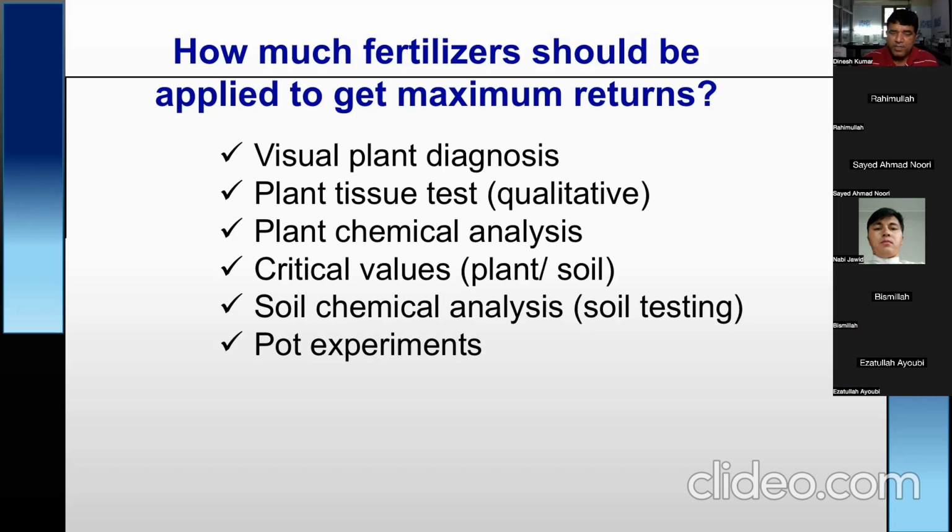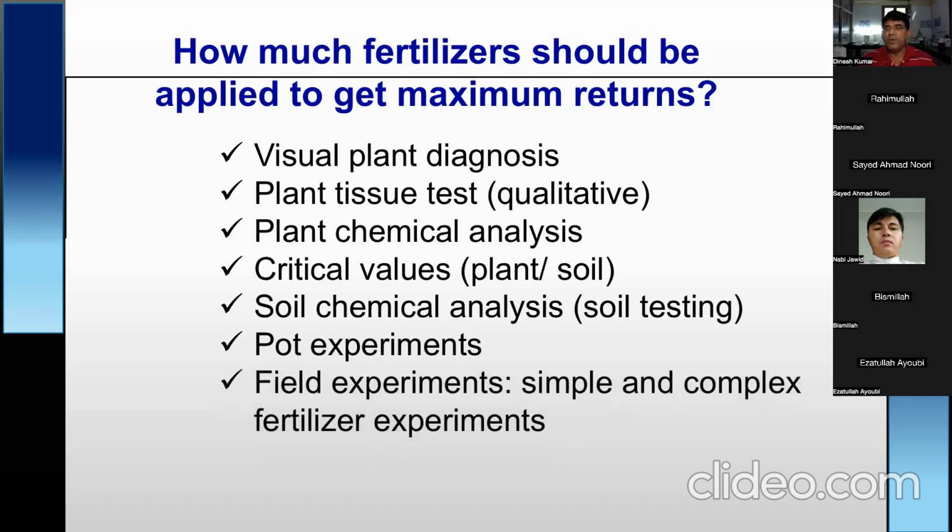So then what option is left? We should go for field experiments. Field experiments, simple and complex fertilizer experiments, can be conducted to decide the quantity of the fertilizer. So friends, you have seen that there are a number of approaches, a number of things to see whether our plants are getting an adequate supply of the nutrients or not.